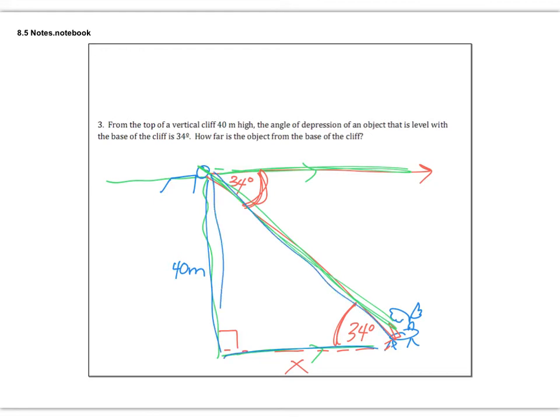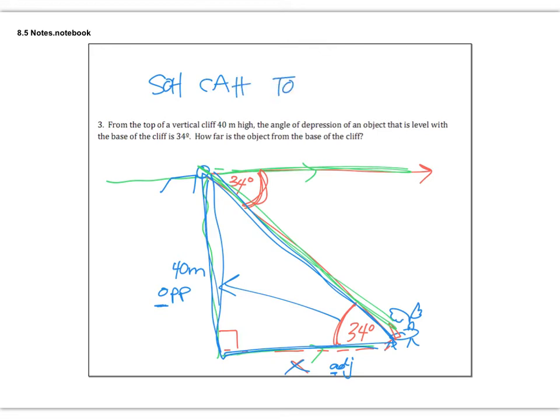I'm going to work with this triangle down here, and I'm going to try to find X. How far is the moose, or whatever that object is, from the base of the cliff? I'm going to find this side. So start with your angle. We're working with a 34-degree angle. This X, this ground distance, is the adjacent side to that angle. The 40 is the opposite side. Think about O and A. Think about SOHCAHTOA. Which one would you choose?